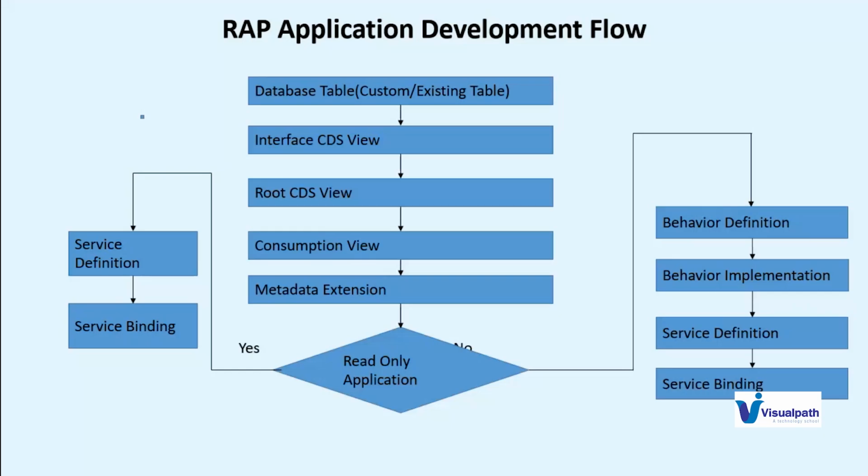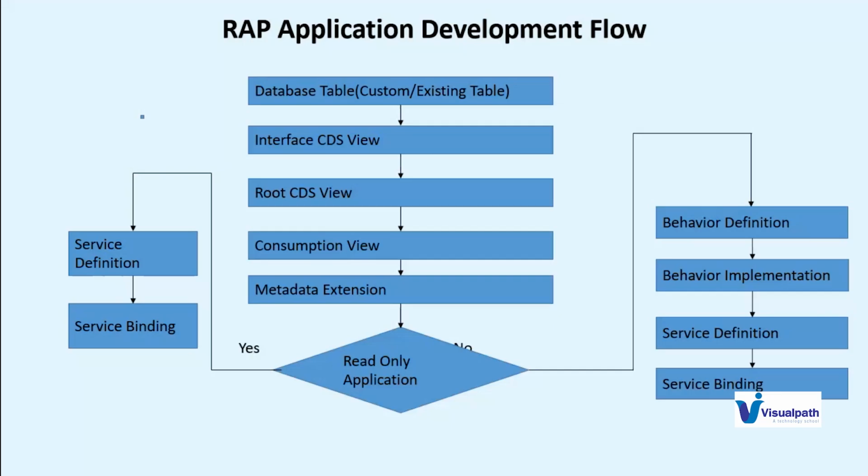I mean, to provide the label of a field, to provide the position of a field, to hide some field, those kinds of things we will be adding in the metadata extension. And then there are two kinds of things. If our application is read only, then we will directly create the service definition and service binding. If it is not read only, then definitely we are going to do some update or some other activity. So for that, we will have to define the behavior definition.